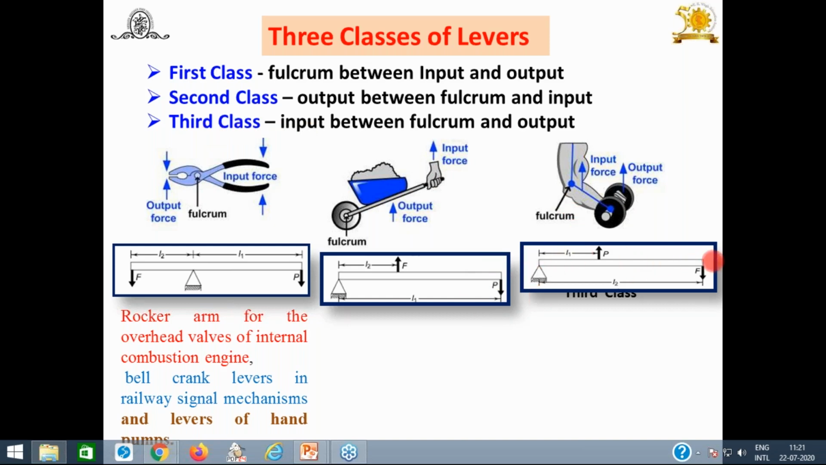This is the pivot, this is the output force, but in this case the effort or input force is in between the output force and the pivot. Try to understand. This is the third class type. In a third class or third type lever, the input is between the fulcrum and the output, and P is the input, that is effort. Look at this, the effort from the pivot is L1, and the output force from the pivot is L2. In this case L2 is greater than L1. That means mechanical advantage is less than 1.